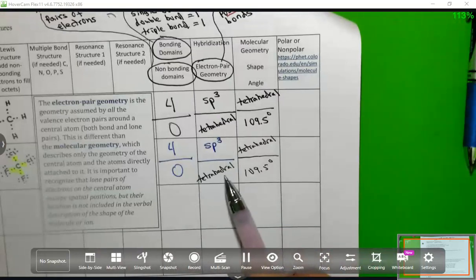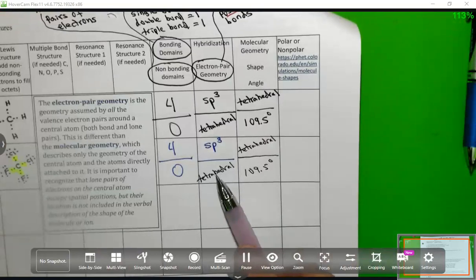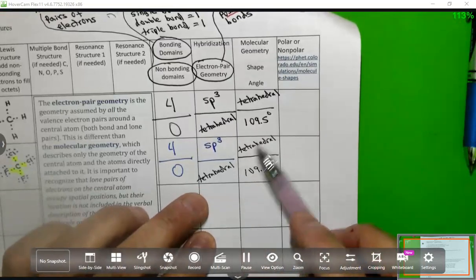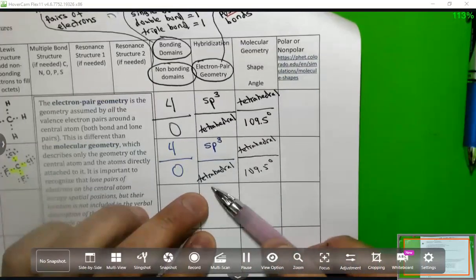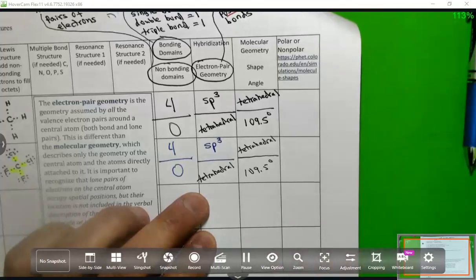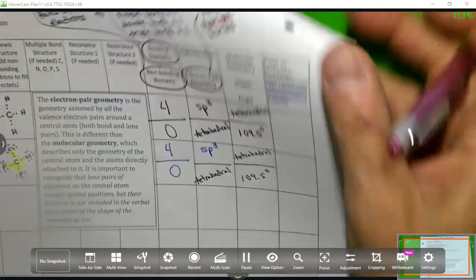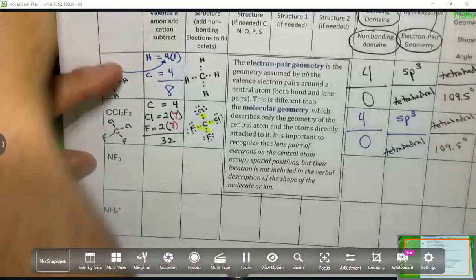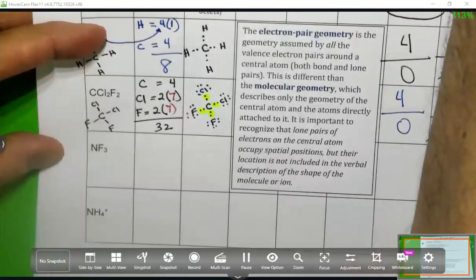My electron pair geometry is how many possible bonds I can get. And once we have non-bonded pairs, then these will be different. When we have non-bonded pairs, these are going to be different, which is the very next example. Okay, and the next example. We have NF3.